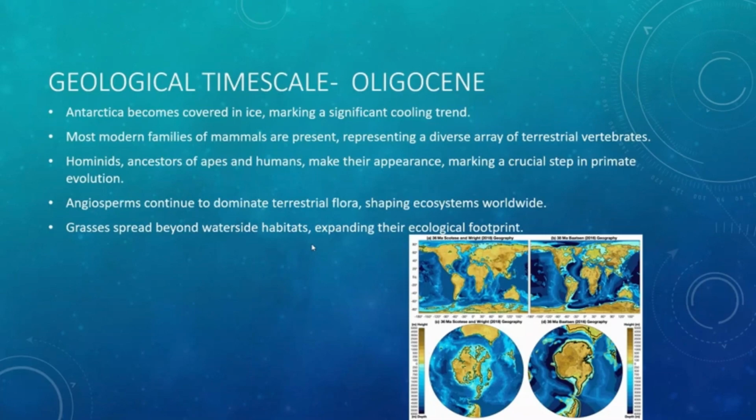The Oligocene was when Antarctica became covered in ice, marking a significant cooling trend. Most modern families of mammals are present, representing a diverse array of terrestrial vertebrates. Hominoids, ancestors of apes and humans, make their first appearance, marking a crucial step in primate evolution. Angiosperms continue to dominate terrestrial flora, shaping ecosystems worldwide. Grasses spread beyond waterside habitats, expanding their ecological footprint.